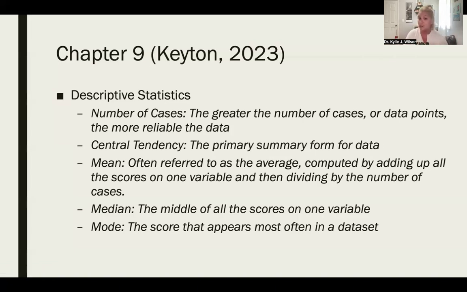So if we have more data points, if we are able to collect data from 200 undergraduates versus 20 undergraduates, our data points are going to be more reliable.